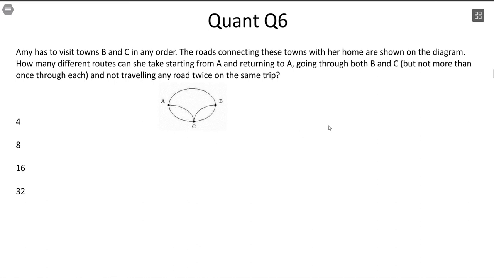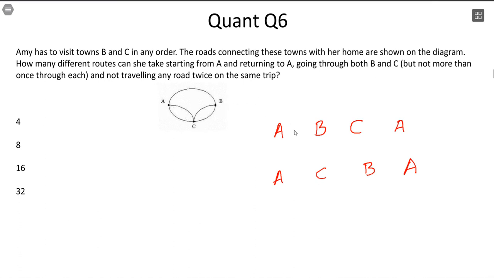Okay, so she has to start from A, then she has to end at A. She will either go A, B, C, A or A, C, B, A. These are the only two routes possible to her. Now, in how many ways can she go from A to B? A to B, there is just one route possible because she is not going through any town twice.